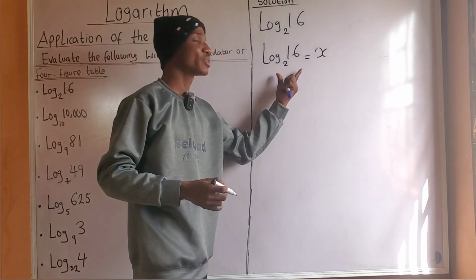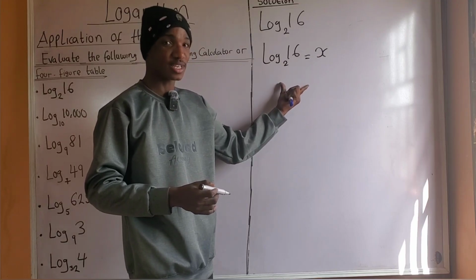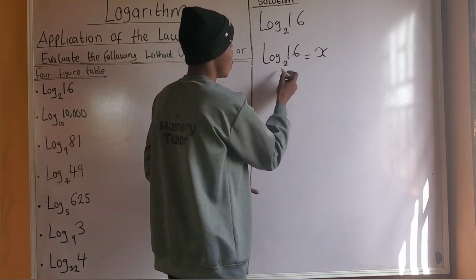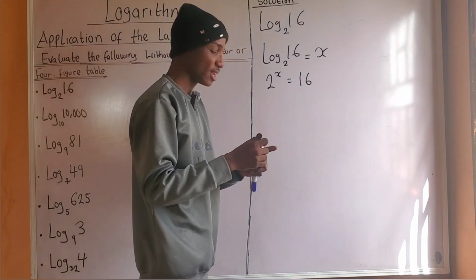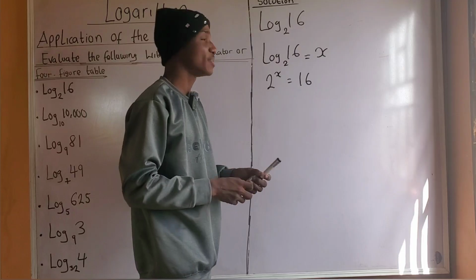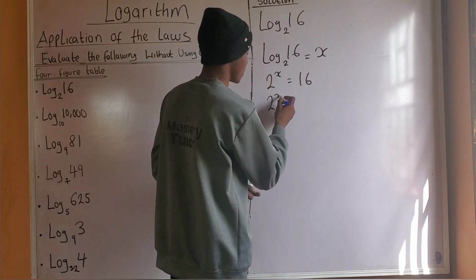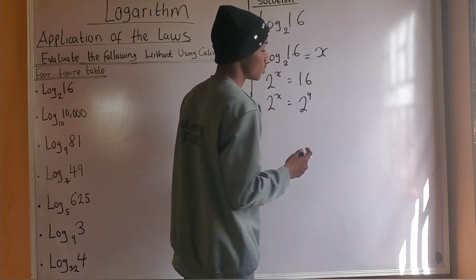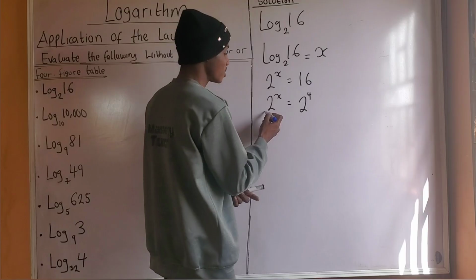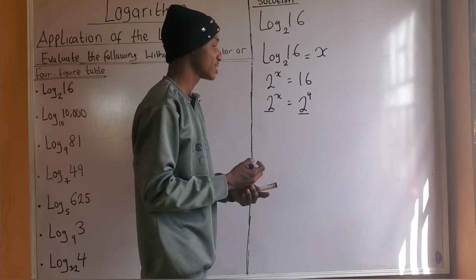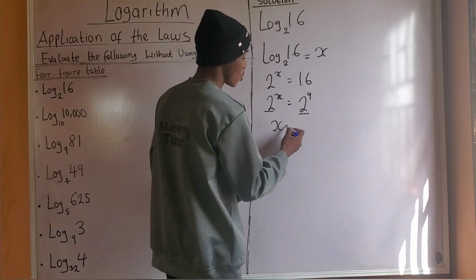Now I'm going to rewrite this logarithm in index form. I'm going to have 2 raised to the power of x equals 16. Now don't forget that 16 can be written as 2 raised to the power of 4. So I'm going to have 2 raised to the power of x equals 2 raised to the power of 4. 2 times 2, 4. 4 times 2, 8. 8 times 2, 16. Because the bases here are equal, I can set the powers equal. So here, x will be equal to 4.